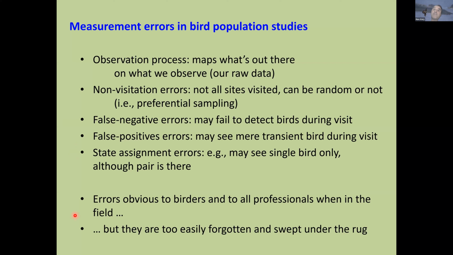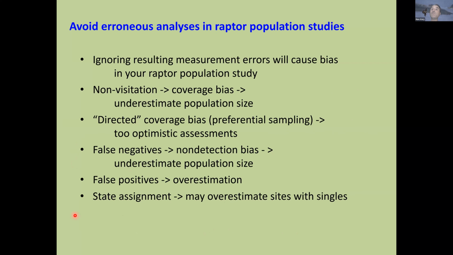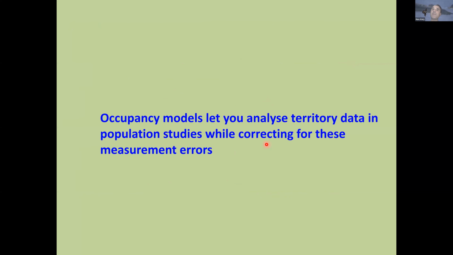Now, all of these errors are totally obvious to us when we are birders, or to us professionals when we're in the field. But unfortunately, they're all too easily forgotten and swept under the rug when we analyze our data in the lab. And this is not good, because ignoring these measurement errors will cause bias in almost anything we want to look at in our raptor population studies. Depending on what kind of error we do not account for, we may underestimate or overestimate population size, and also things like population trends or colonization and extinction rates.